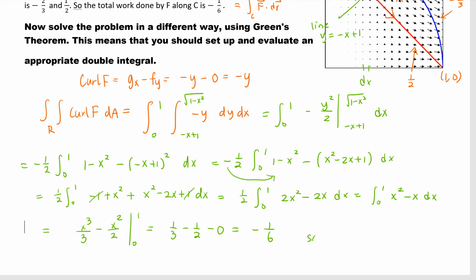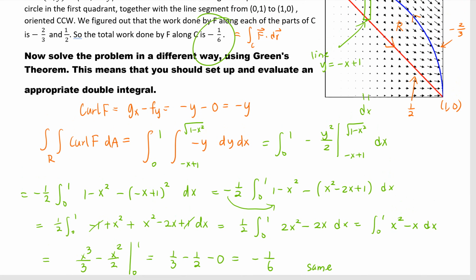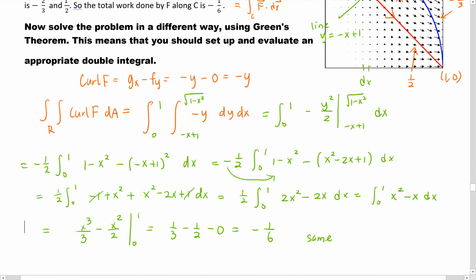Yay! This is the same as our answer before. See? Our answer before is minus 1 over 6. And so it makes sense. It's better to be the same, right? Green's theorem tells us that they're the same. So far, so good. Now we have calculated this work done using both methods, the line integral method and the double integral method, on the curve. All right, let's continue.